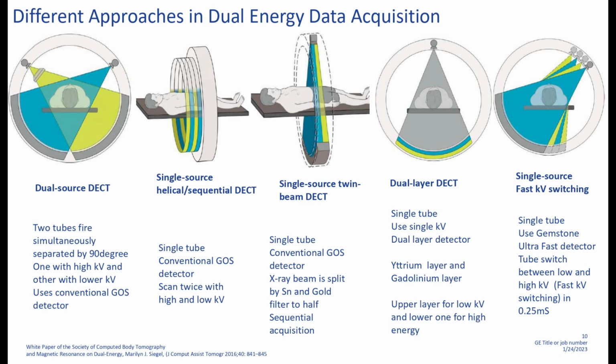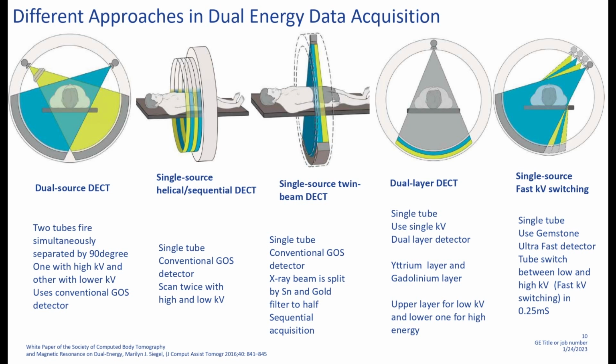GE goes with fast kV switching, ultra fast kV switching, where we expose 80 and 140 alternately. You know the switching time between two energies? 0.25 millisecond. It's so fast. Of course, the disadvantage, I will not say disadvantage, it has an advantage. At the same time, the disadvantage I can say, you have a radiation dose higher in this single source case than dual layer. That's a very interesting thing. This is because you are going to expose in one single energy and you are not using two beams.